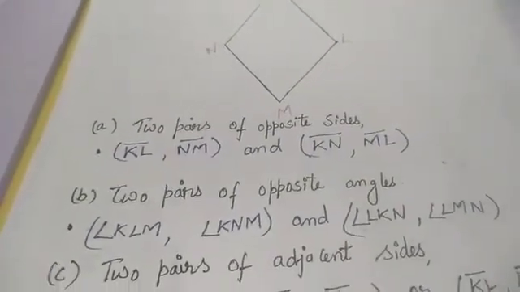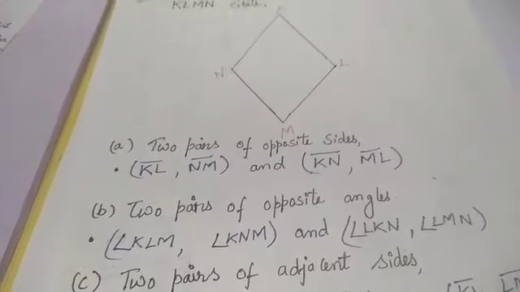Now two pairs of opposite angles. Opposite angles are KLM and KNM.